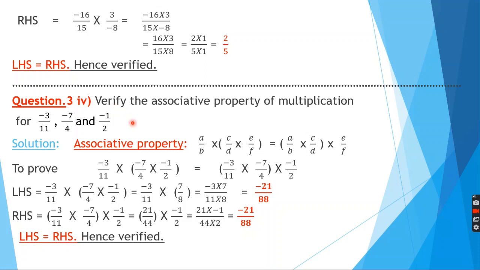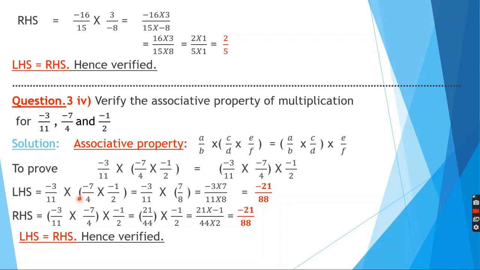Now question number 3, fourth part. Verify the associative property of multiplication for minus 3 by 11, minus 7 by 4 and minus 1 by 2. There are 3 negative rational numbers, so the answer also will become negative. For the associative property, first you mention a by b into c by d into e by f in the bracket is equal to a by b into c by d in the bracket into e by f. That is, you have to prove minus 3 by 11 into minus 7 by 4 into minus 1 by 2 is equal to the same with the brackets regrouped.